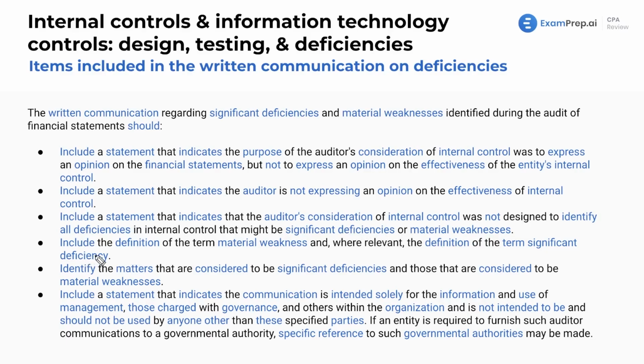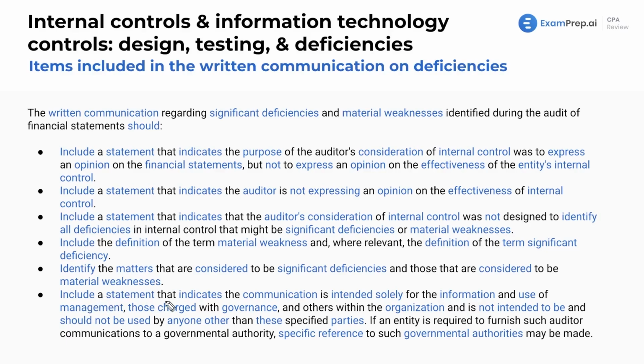We want to include the definition of the term material weakness and, where relevant, the definition of the term significant deficiency. I mentioned that earlier, where you want to make sure that you are explicitly saying, and those are the definitions that we had earlier on that slide where we first introduced them. These are the definitions. This is what we mean by a material weakness. This is what we mean by a significant deficiency. We want to identify the matters that are considered to be significant deficiencies and material weaknesses. That one might seem a little redundant, right? Obviously, we want to put those specific matters in there, but we got to actually state it.